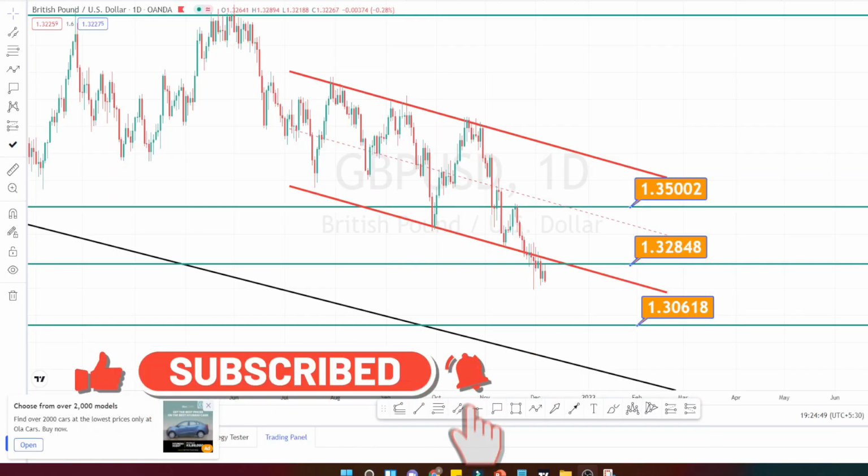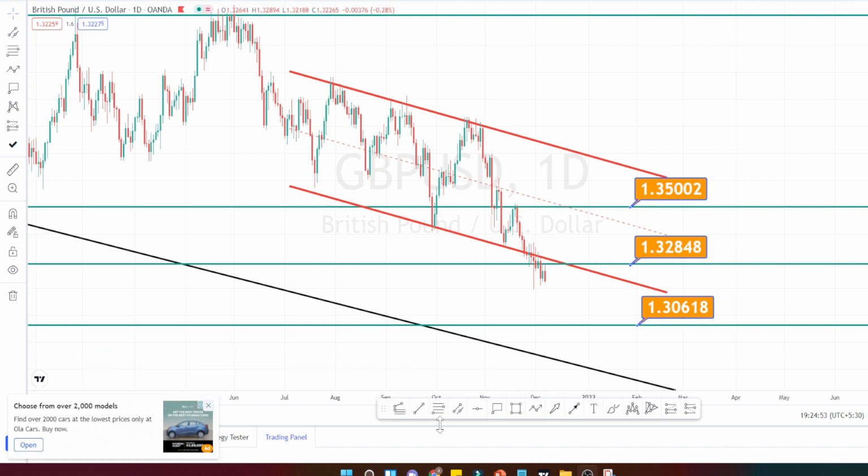Let us start with the analysis. I'm in daily time frame of British Pound US Dollar currency pairs. So when we look at the price action in daily time frame, it was in a very nice downtrend and it was also previously moving in a channel pattern, and at this point over here it has broken this downtrend channel pattern. Since the bearish trend was very strong, it broke this channel pattern also and it started falling steeply.